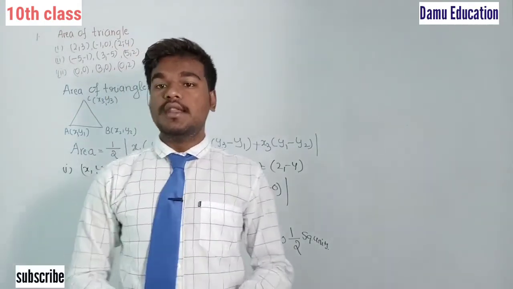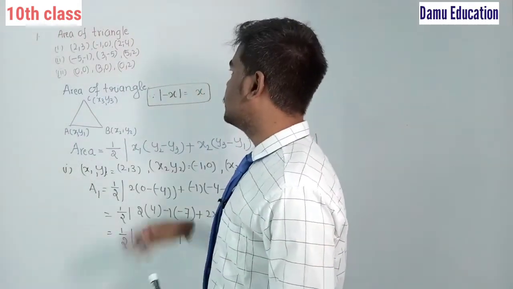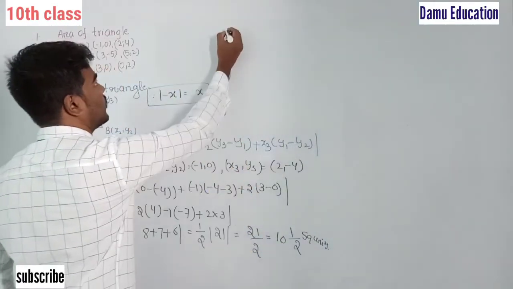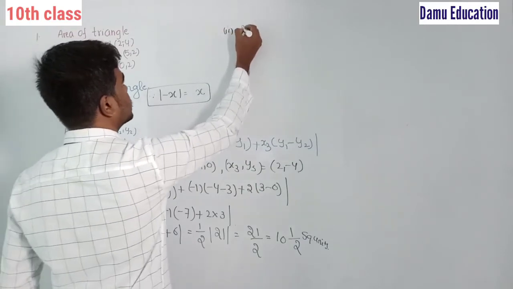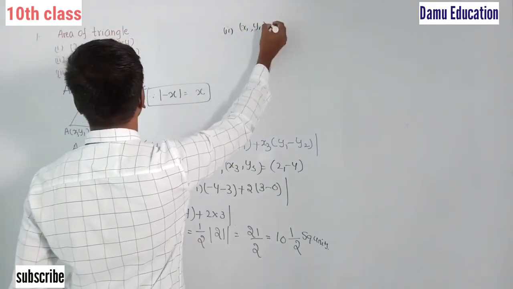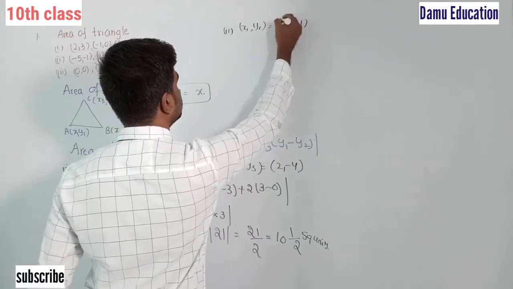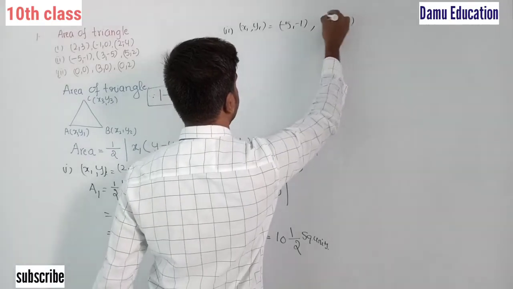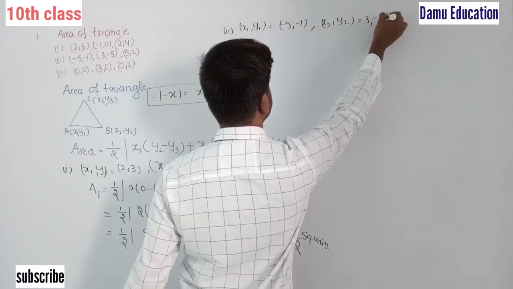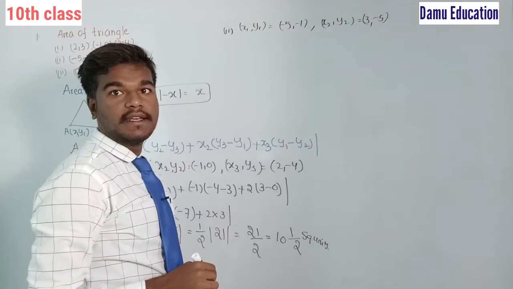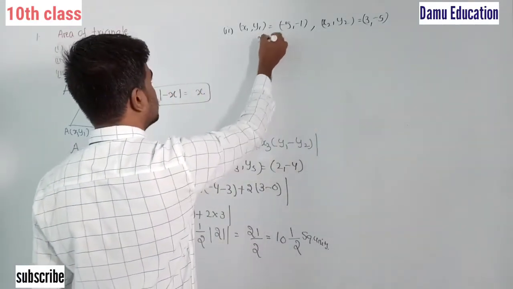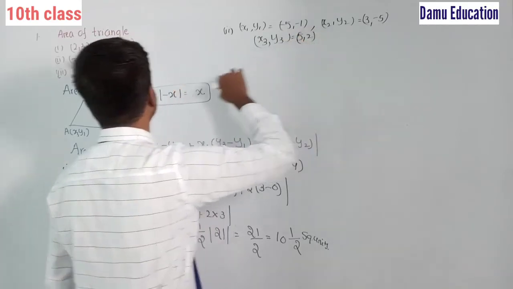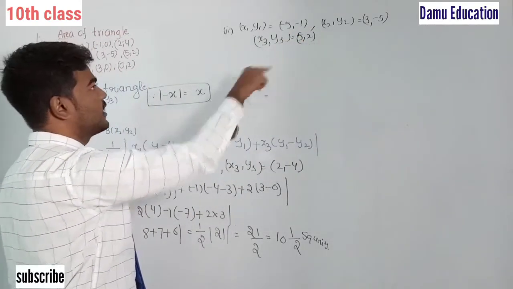10 1 by 2. Then what is the area of the second one? That is x1 y1, x2 y2. Write like that only. So the second one: x1 y1 will be equal to minus 5, minus 1. Then x2 y2 will be equal to 3, minus 5. Then x3 y3 will be equal to, what is that? 5 comma 2. So minus 5 minus 1, 3 minus 5, 5 comma 2.